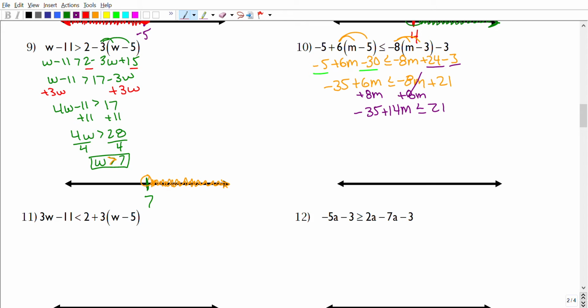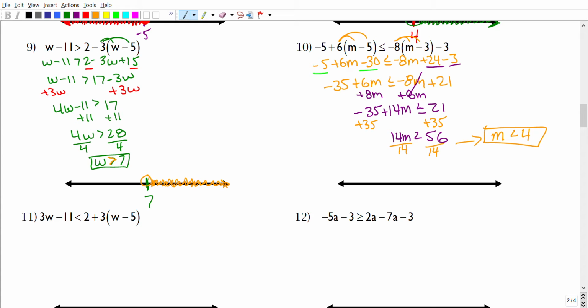Now it's straight SADMAP, so let's go ahead and add 35, add 35. Whoops, let me grab the right pen here. I get 14m is less than or equal to, well, let's see, what is that? 56, if I'm not mistaken. Okay, 56. Now we just finally divide both sides by that 14. And again, no need to flip the sign because we are dividing by a positive number. So we get m is less than 4.